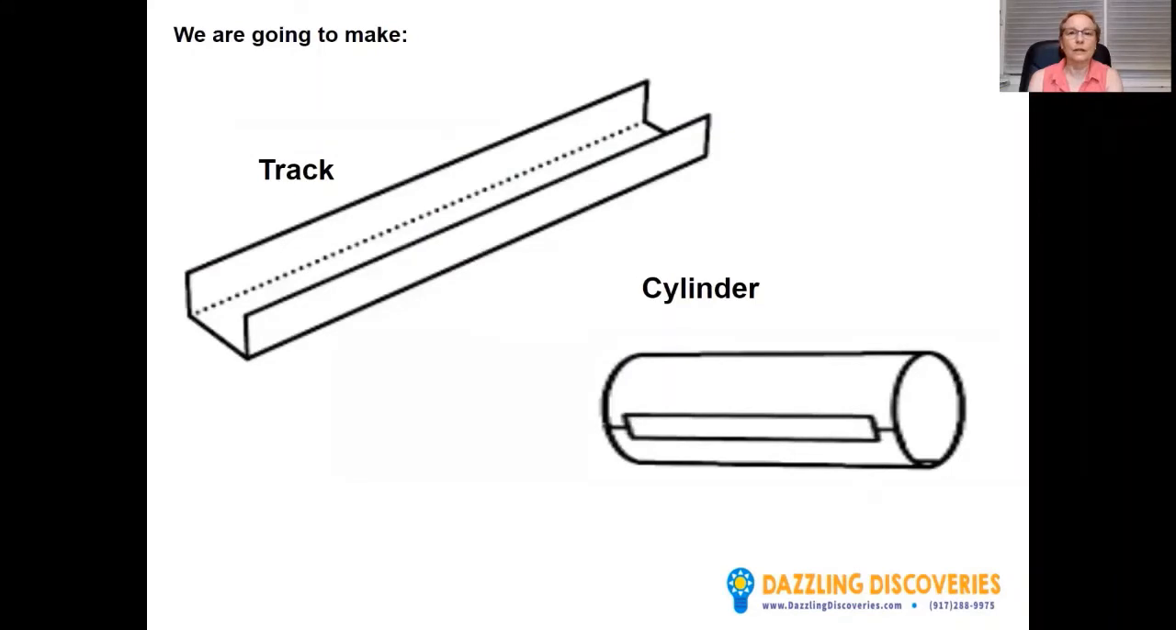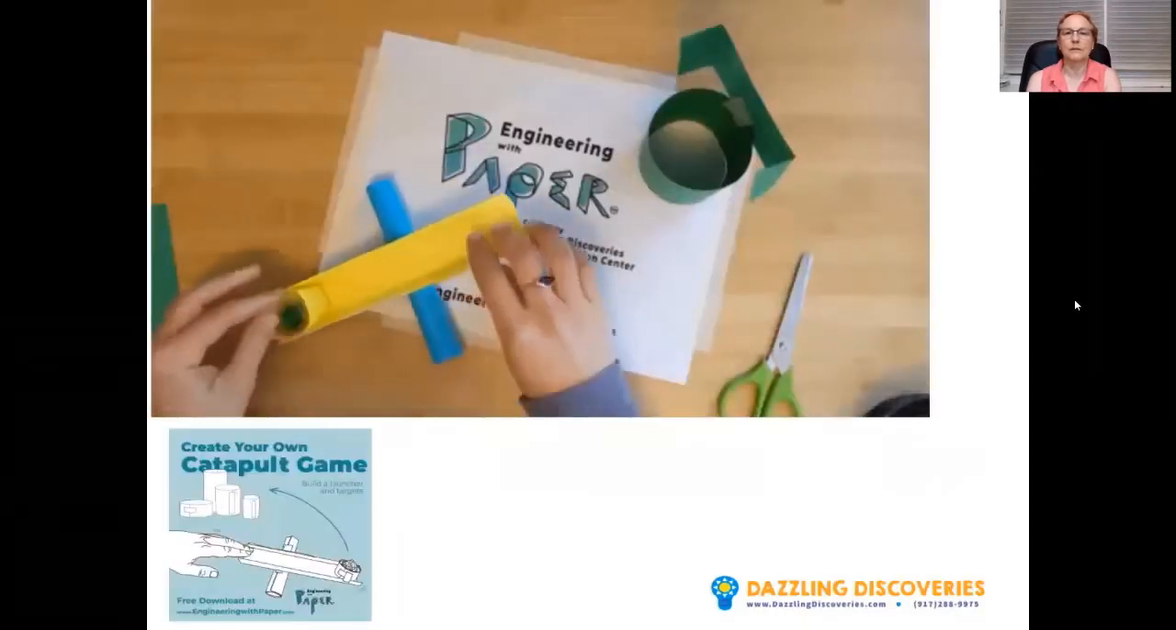This is just a quick image of two of the shapes that we use. One is a track, a strip of paper with the edges folded up, and another piece rolled into a cylinder. These two simple shapes, when connected, can make a catapult. Here is the catapult.